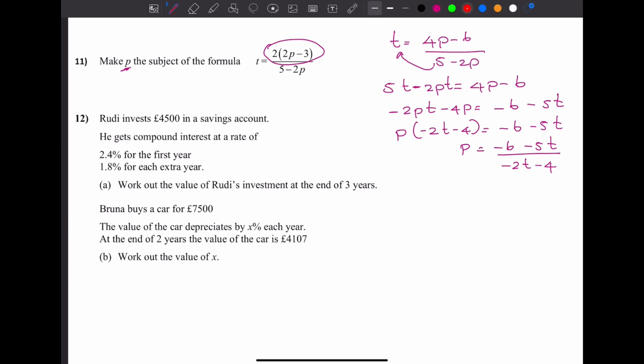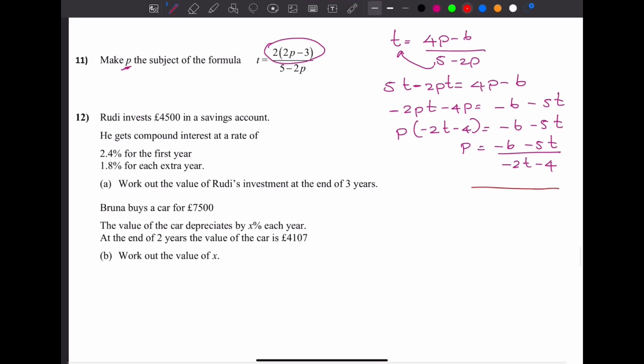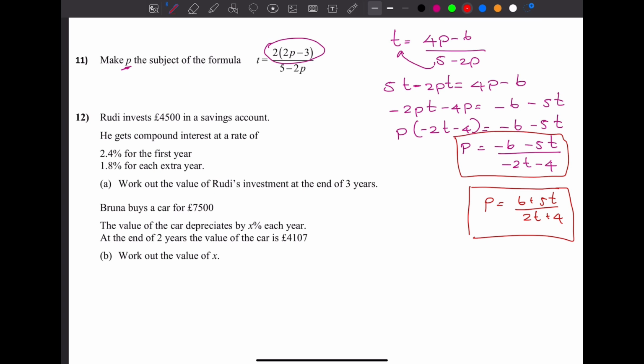Some people might also get an answer saying p equals 6 plus 5t. The order is not a problem, don't worry. You can write 5t plus 6 over 2t plus 4. It's exactly the same thing, because you just multiply the top and bottom by negative 1. So both answers are fine. When I do it, I always do it like this and I get that answer.